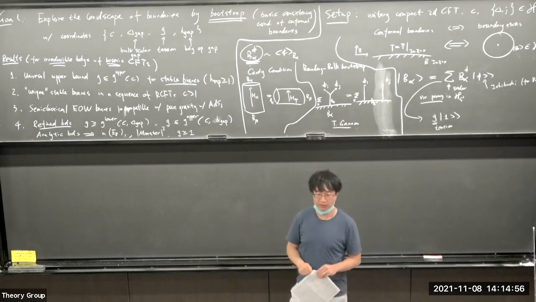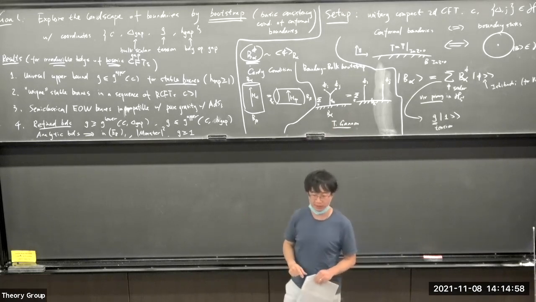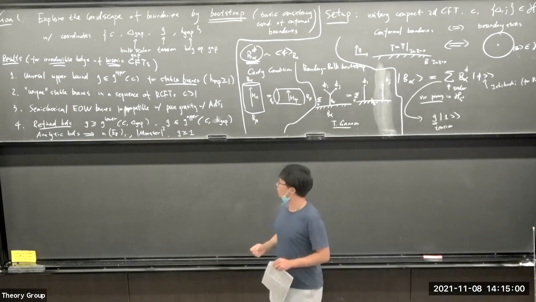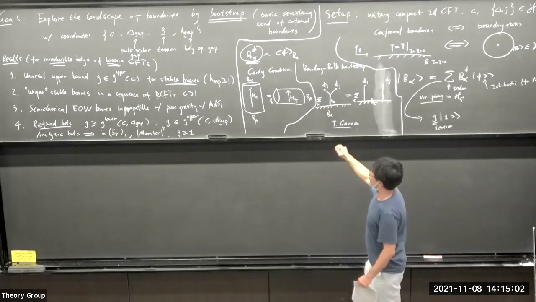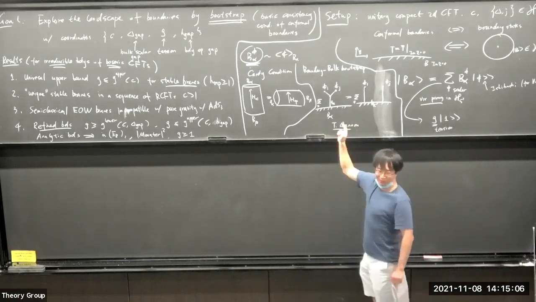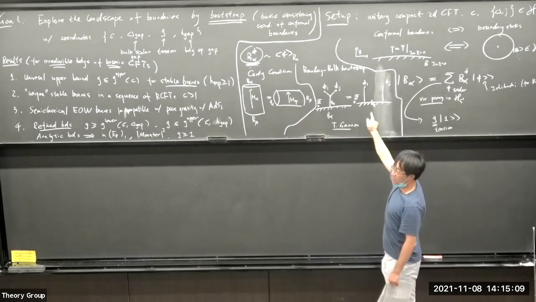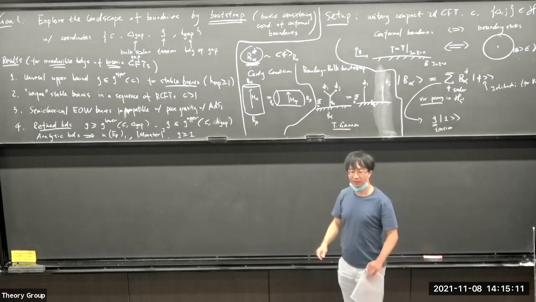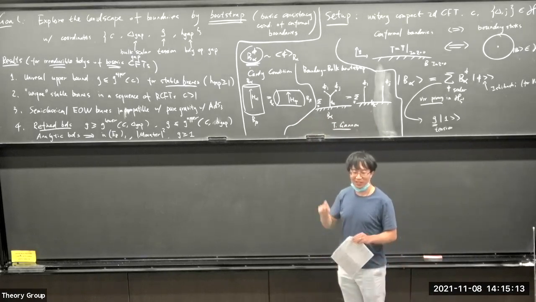But for other examples that are non-diagonal. For diagonal, it's trivial. Yeah, for diagonal, okay, very good. For the diagonal case, the Cardy condition implies this equation. This equation turns out to be equivalent to the Verlinde algebra. Sorry, it's not obvious, but it turns out.